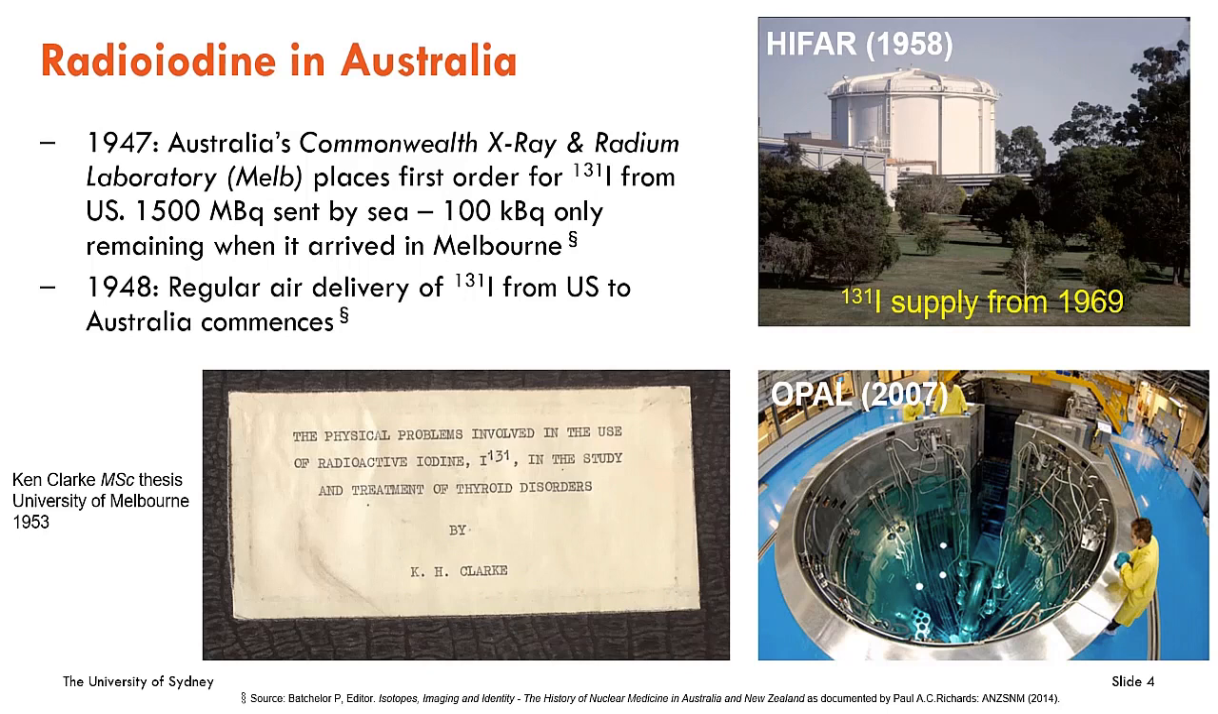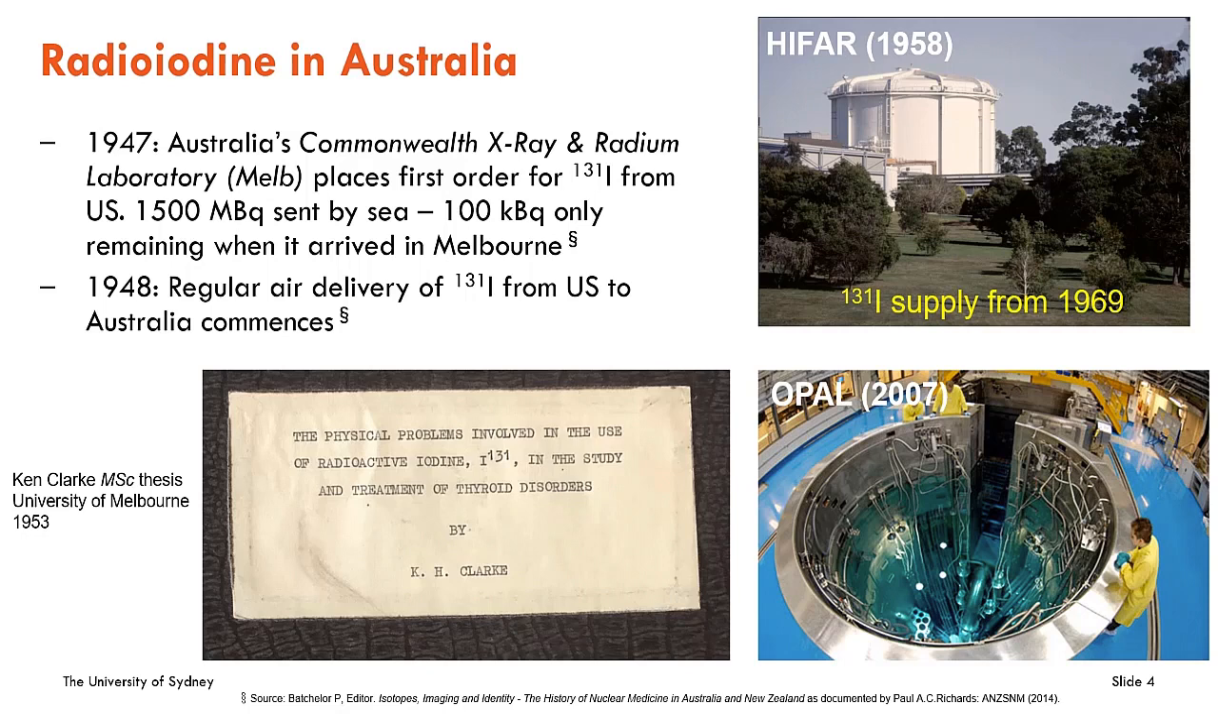So I think the first order was for approximately 20 pounds for the iodine-131, but the flight would have cost another 200 pounds. So it was elected to be sent by sea, and of course by the time it reached Australia and they got it into the laboratory to check it, only about 100 kilobecquerels was remaining, so it wasn't very useful.